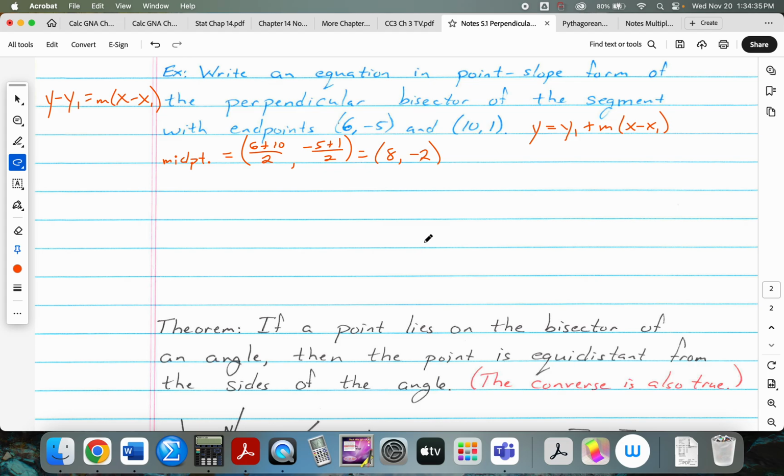So that's the midpoint. We want to go through the midpoint, so that's our point. Then, let's find the slope of the line. I guess they called it a segment, so I'll call it the same thing. Some of you were trying to do this earlier. How do you find the slope of the segment? Subtract. Subtract what? Y. All right, so negative 5 minus 1 over 6 minus 10. So it's negative 6 over negative 4, which is positive 3/2.